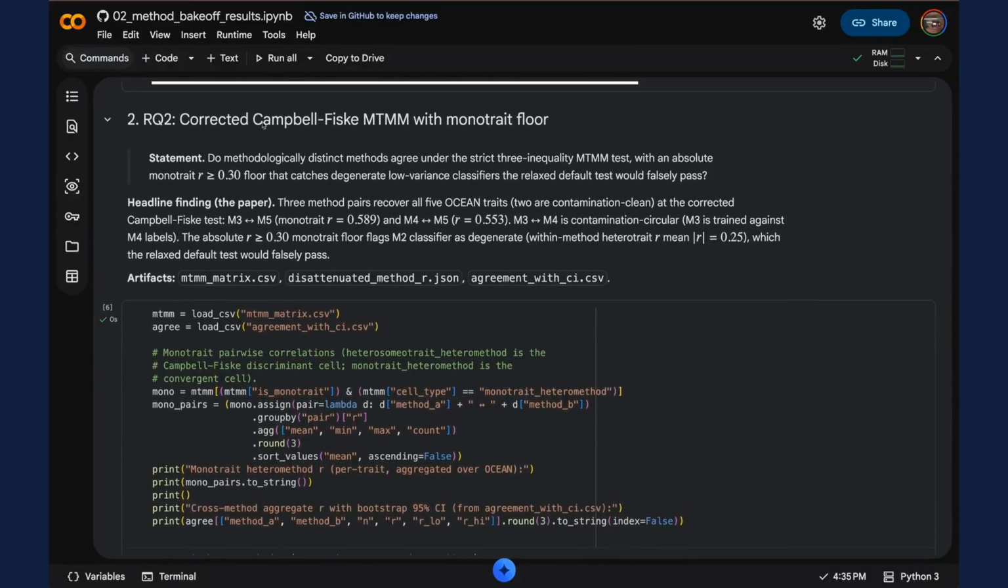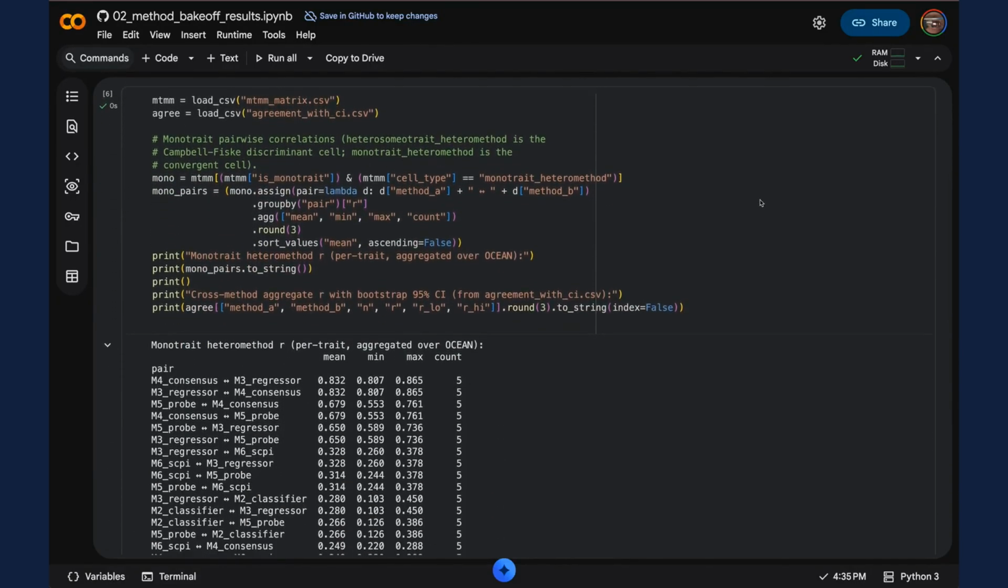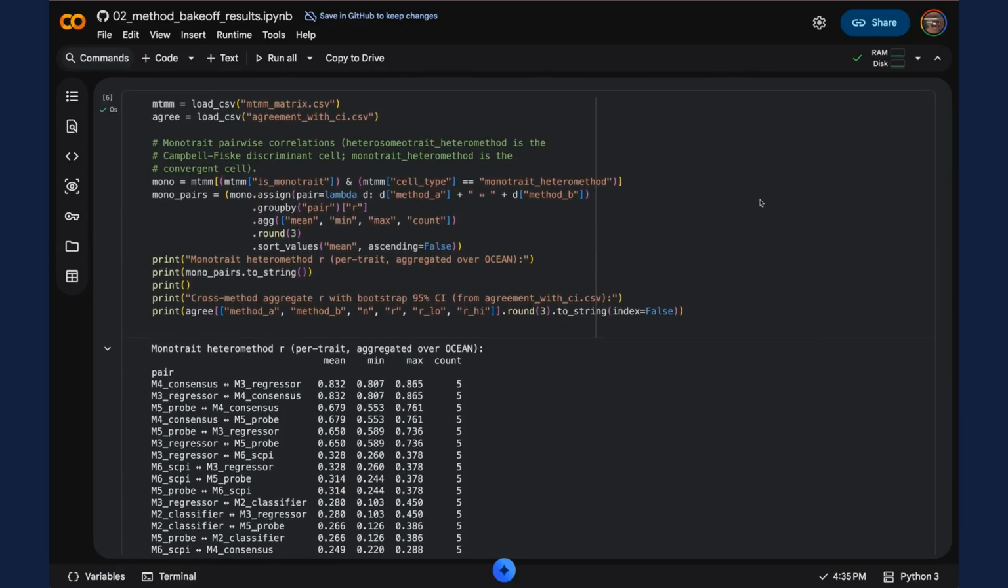Research question 2 is where the paper's central methodological point lives. Do methodologically distinct methods agree under a strict Campbell-Fisk multi-trait multi-method test with an absolute monotrait floor of 0.30? That floor matters. It catches degenerate low-variance classifiers that the relaxed default test would falsely pass.